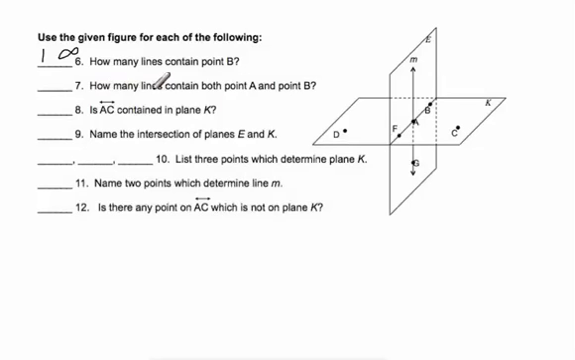So how many lines contain both point A and B? Well, through any 2 points, there is 1 and only 1 line. So there is only 1 line that contains both A and B. Okay?